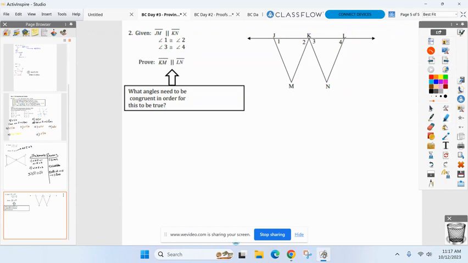So this is what we need. Show 2 is congruent to 4 somehow. But remember, you can't just say parallel lines apply. We need to get there a different way, using ways from Unit 2. All right, this is going to be a little tougher than the last one.